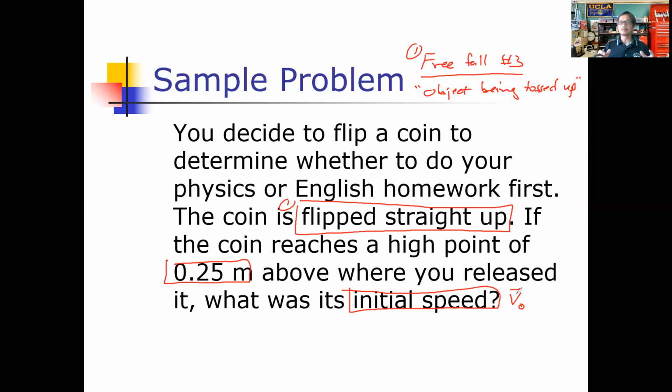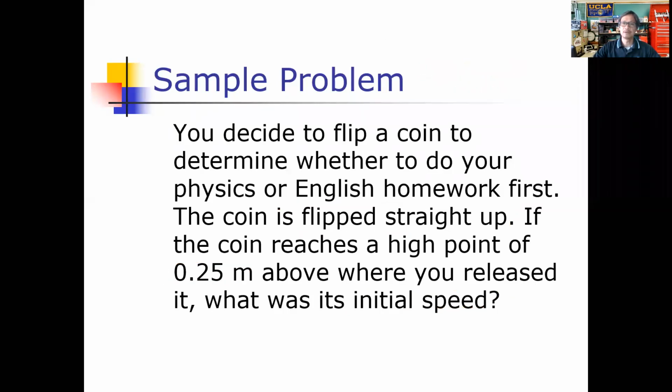What we have to do now is apply what we know about free fall, fill in whatever else we need, and then solve for that unknown initial speed. So that's what we know. Let's go ahead and solve this problem. Now let's work this out and compare answers. Like I always said, make sure you draw the situation first.